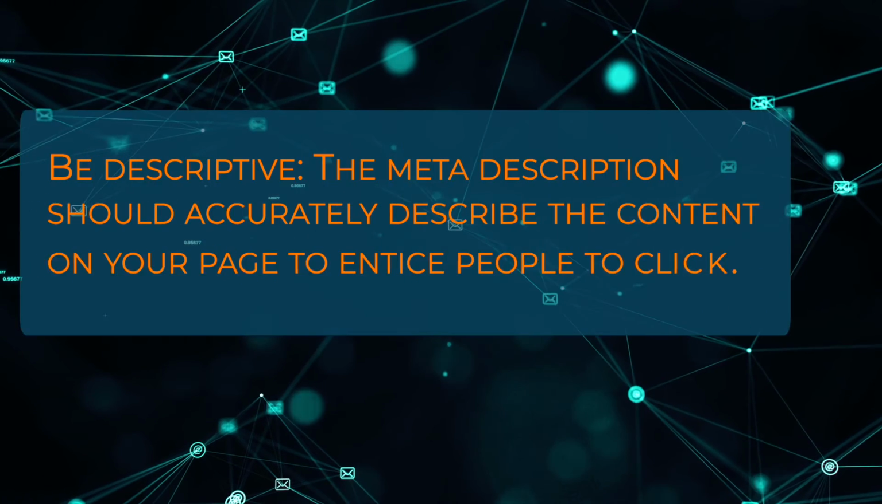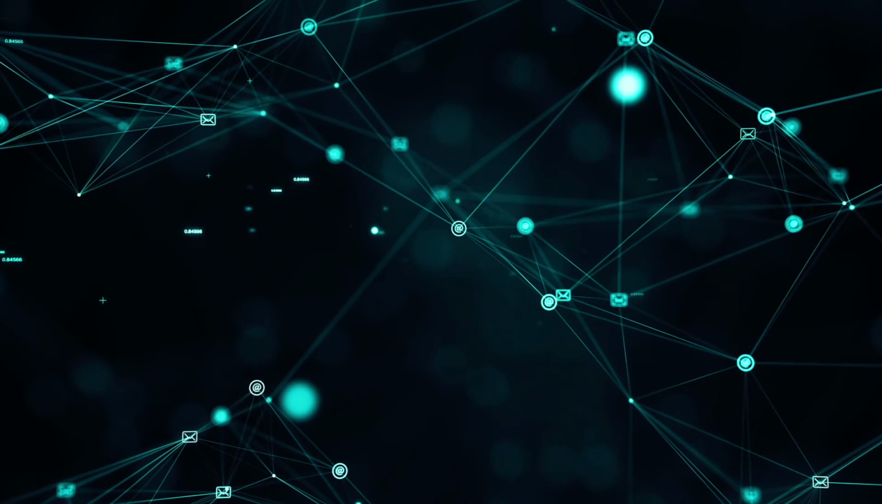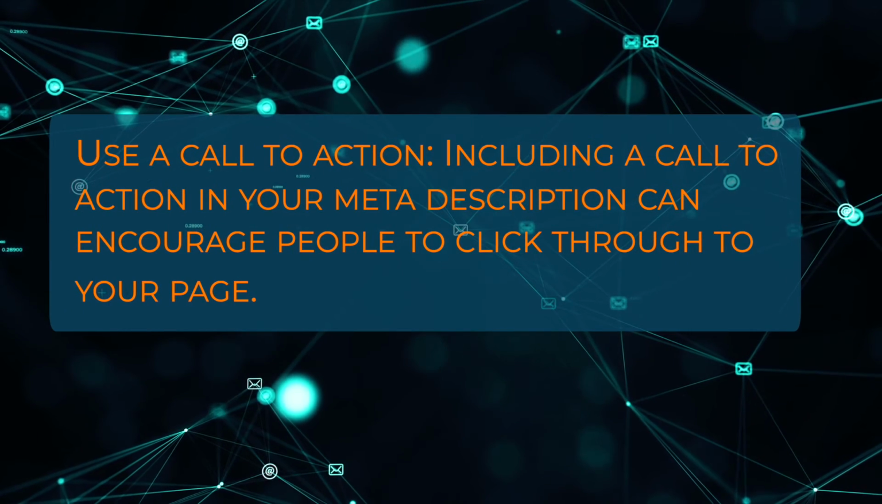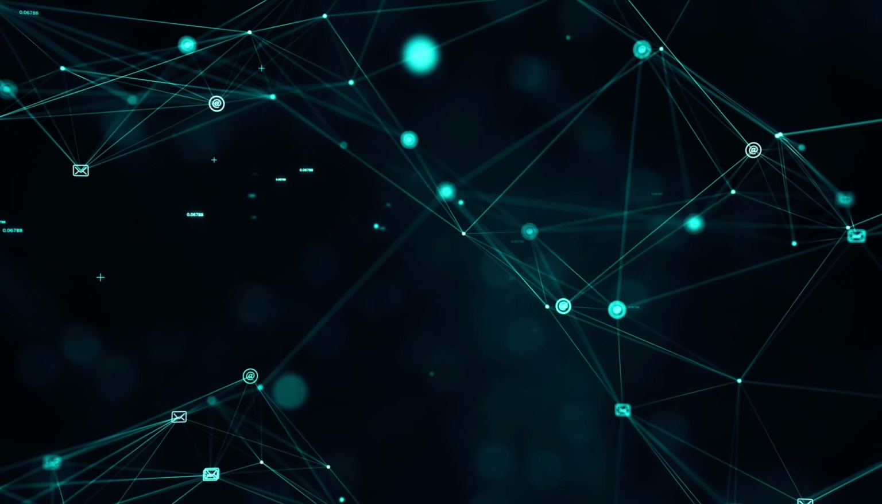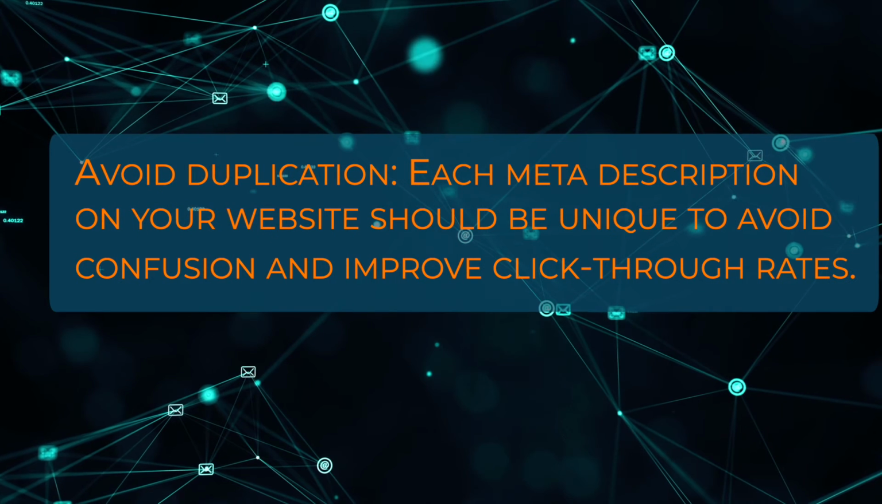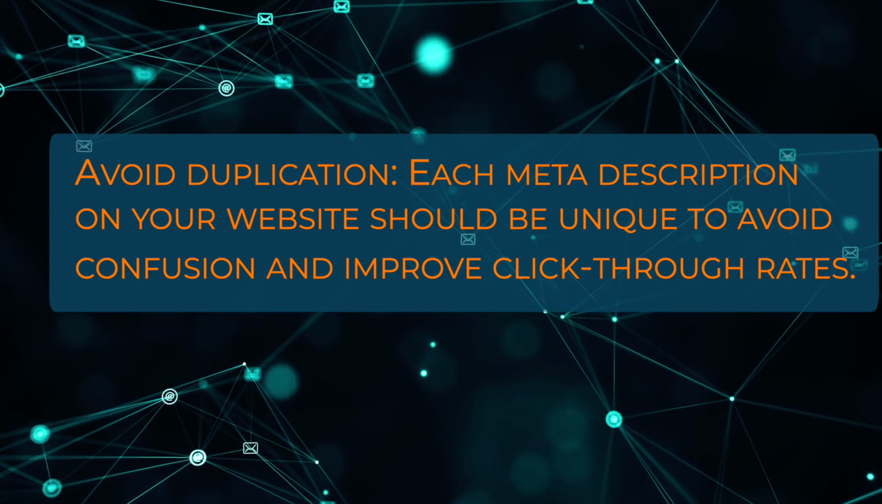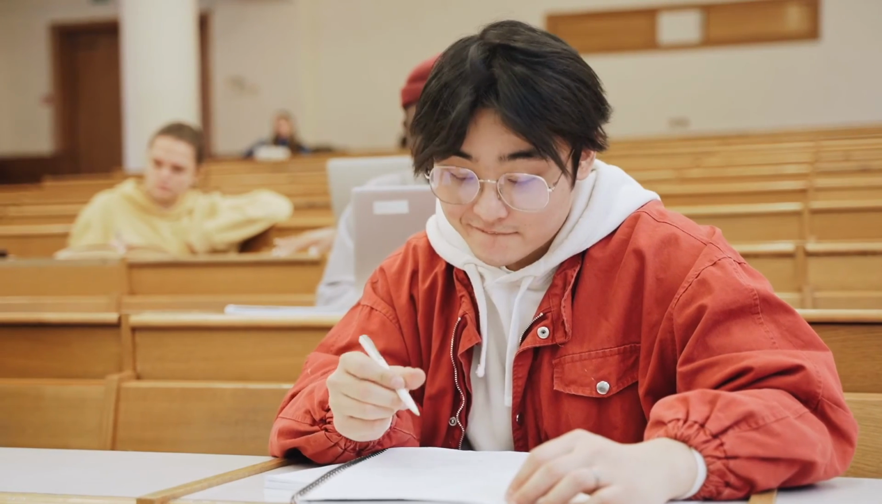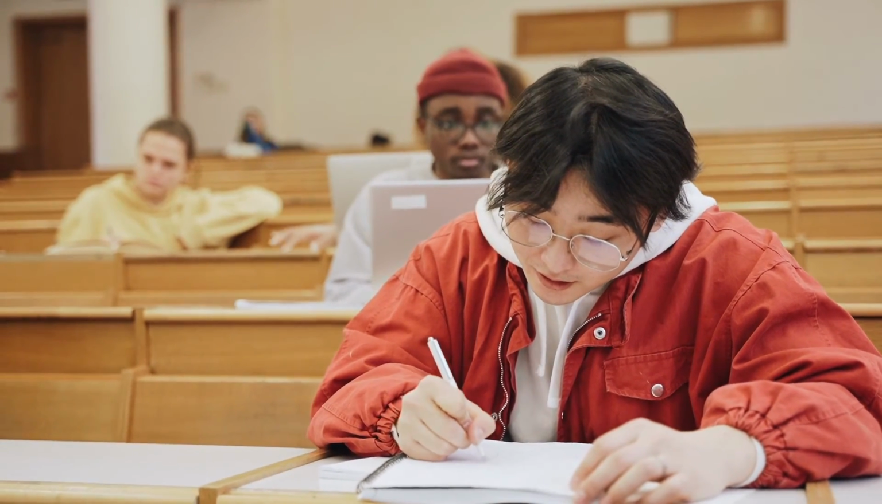Be descriptive. The meta description should accurately describe the content on your page to entice people to click. Use a call to action. Including a call to action in your meta description can encourage people to click through to your page. Avoid duplication. Each meta description on your website should be unique to avoid confusion and improve click-through rates. By following these best practices, you can optimize your meta descriptions to increase click-through rate and improve your page's visibility in search engine results pages.